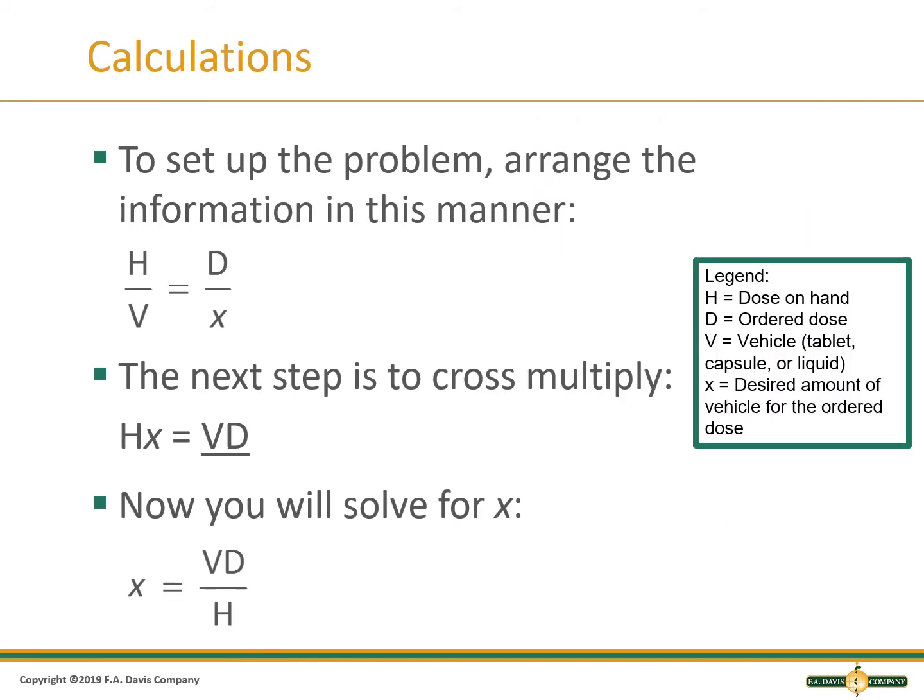At times, you may need to calculate or check a dose for the patient. For example, the prescriber may order a 5 mg dose of a medication and the pharmacy only carries 10 mg tablets. As the nurse, you will have to figure out how to administer the correct dose. On this slide, you're looking at one of the formulas that can help us get to the correct answer. H is the dose on hand, D is the ordered dose, V is the vehicle, for example, tablet, capsule, or liquid. X is the desired amount of vehicle for the ordered dose.